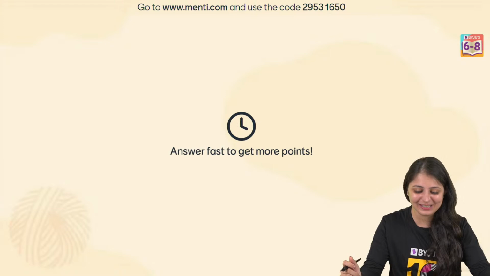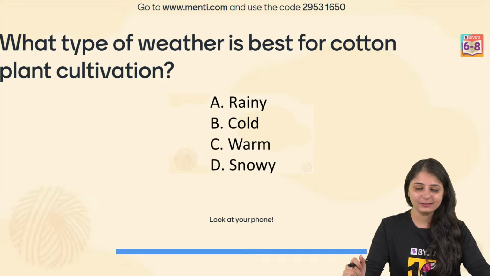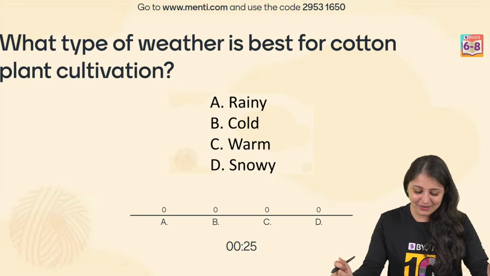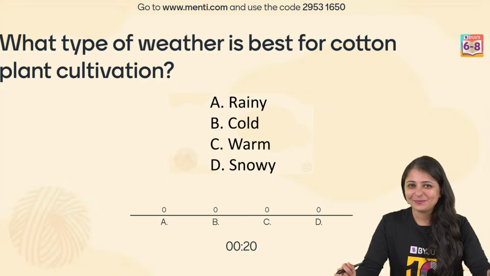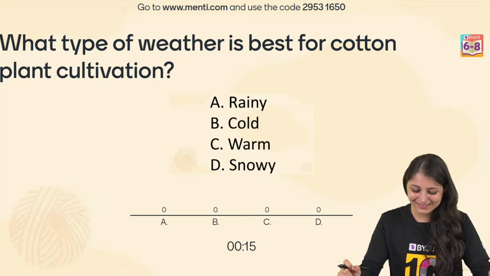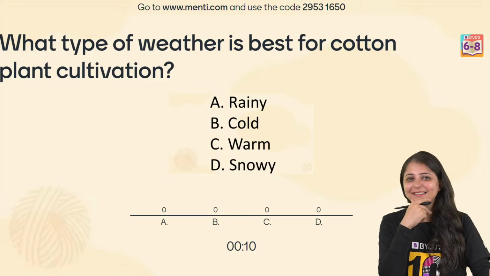What type of weather is best for cotton plant cultivation? Sab kuch cotton ke bare mein hum pooch lenge taki koi doubt na reh jaye. Rainy, cold, warm, snowy. Jaldi se bata do. Black soil and dash climate. We've done this. Is it rainy? Is it cold? Is it warm? Is it snowy? Obviously, just go by the logic, you'll understand it.